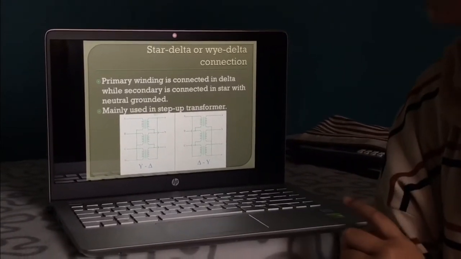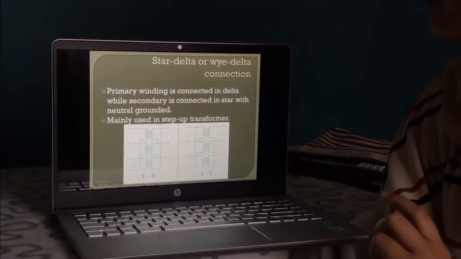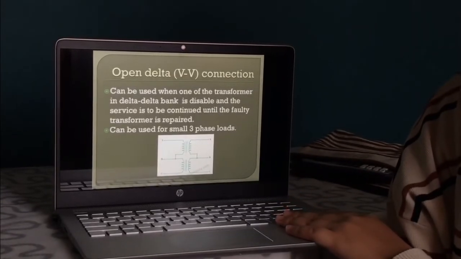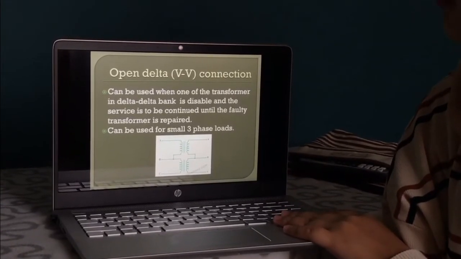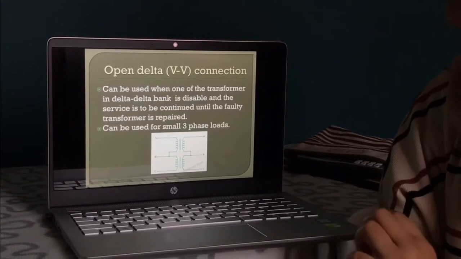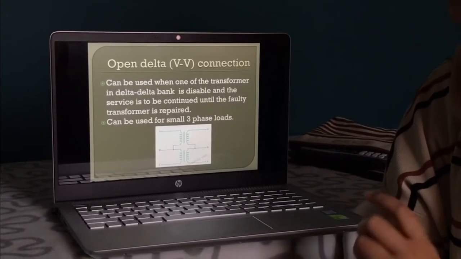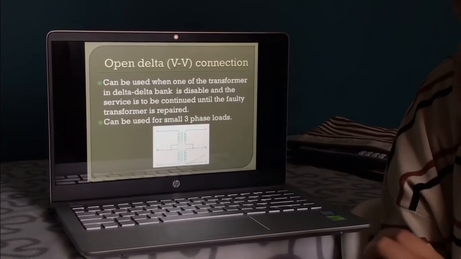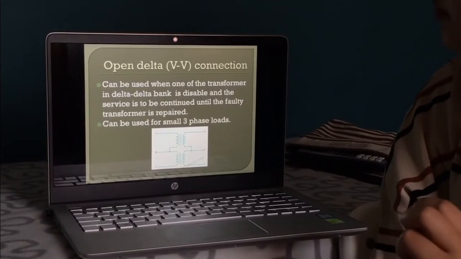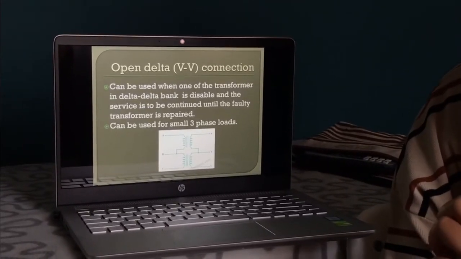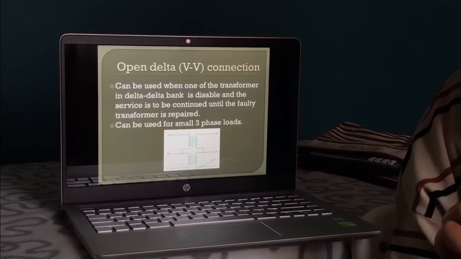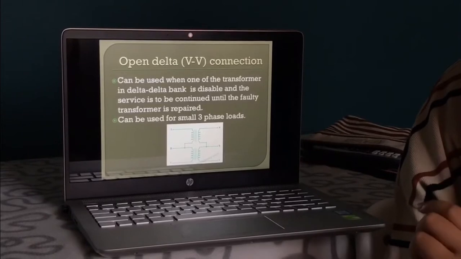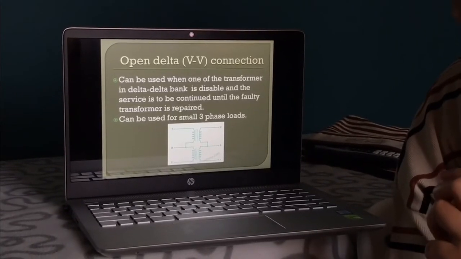The star-delta connection is mainly used in step-up transformers. Okay, next we have the open-delta connection. The open-delta connection can be used when one of the transformers in a delta bank is disabled, and the service is to be continued until the faulty transformer is repaired. The open-delta can be used for a small three-phase load.